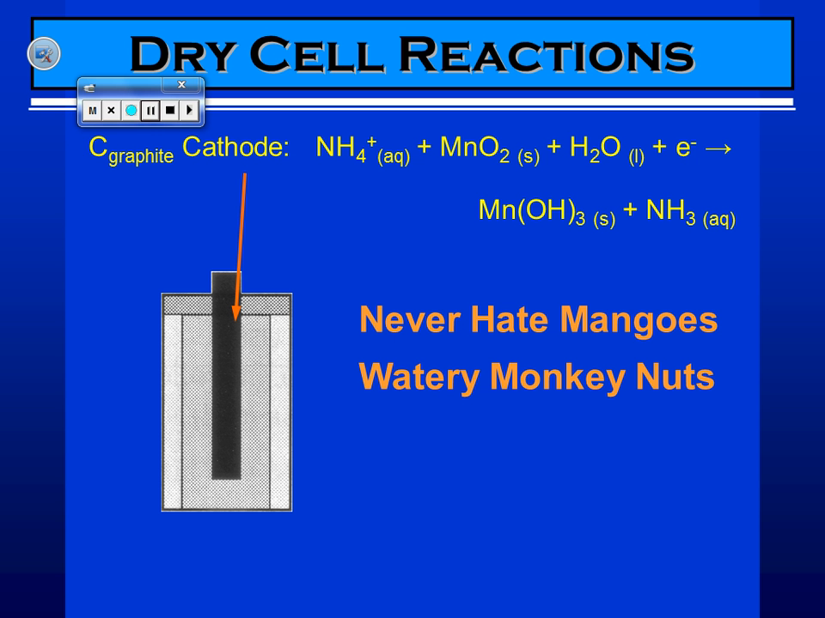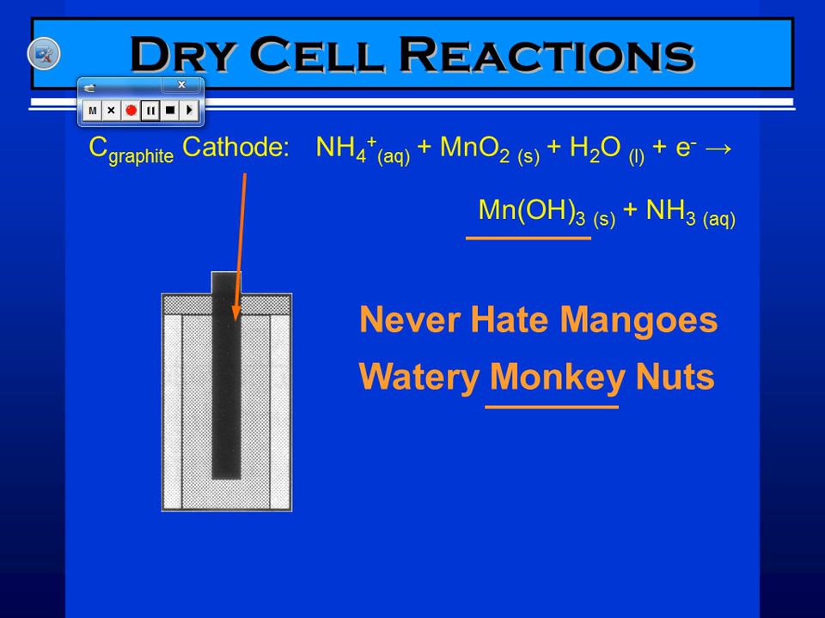And the memory trick we came up with a few years ago was never hate mangoes, watery monkey nuts. And you have to use your imagination to see where this comes from, but hopefully it will help you remember this equation. First of all, we've got never hate. It comes from the NH4+, which sort of looks like NHAT, which sort of looks like never hate. So that's never hate. The mangoes comes from the manganese dioxide or manganese 4 oxide. MnO2, it's got 2 O's, hence there are O's, hence mangoes.